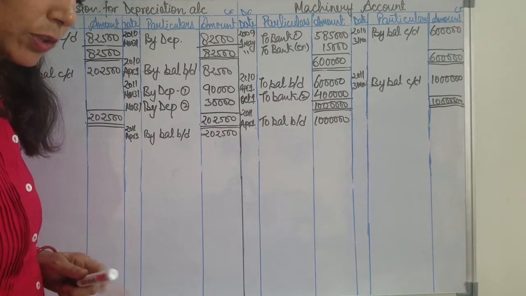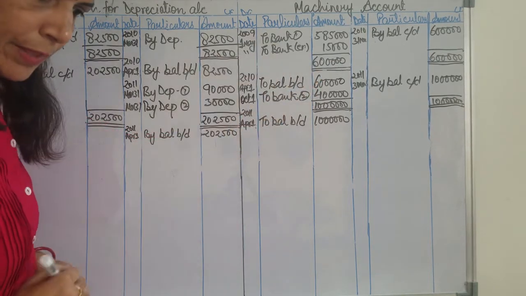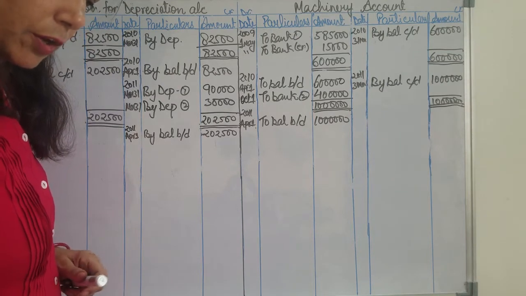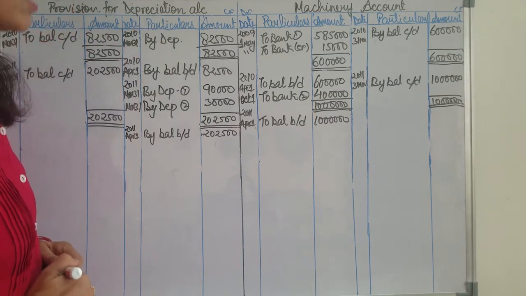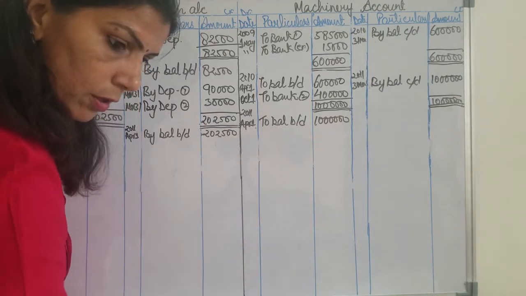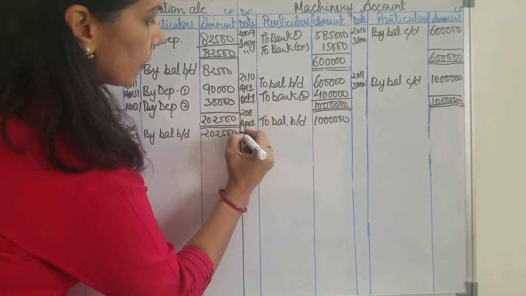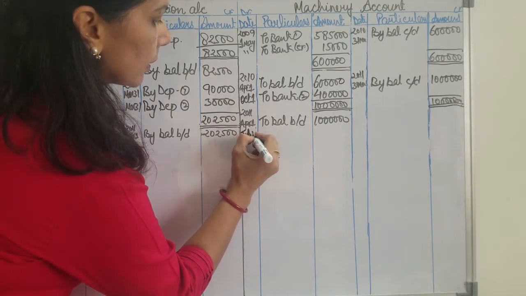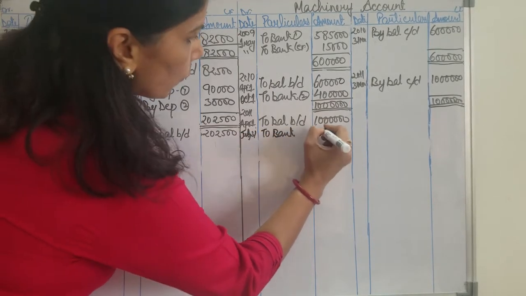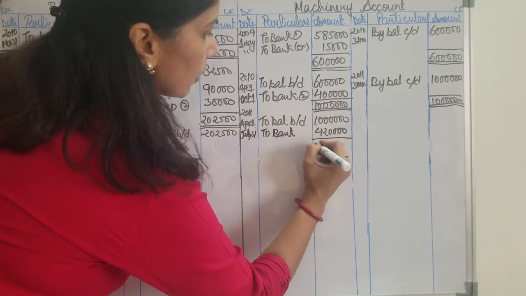Now it says on 31st July 2011 it sold off the first machinery for 2,50,000 and bought another machinery for 4,20,000. So let's make the entry of that third machinery first. On 31st July 2011, date will be 2011 July 31st, to bank, 4,20,000. So here it will be.